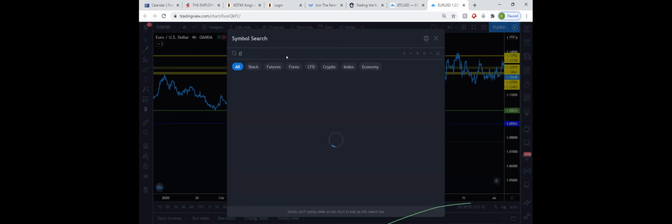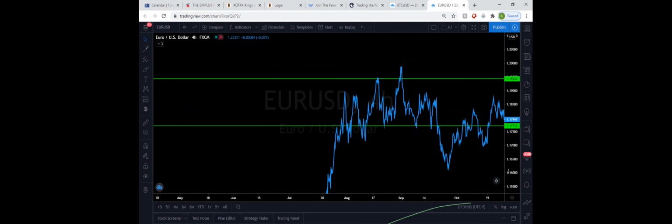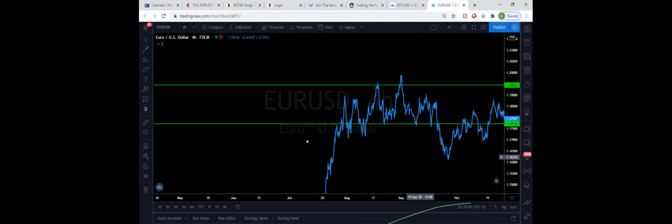I'm still going to stay on Euro USD, but I'm going to pick another broker because I have lines on that chart and I don't want to mess them up or lose them. So I'm just going to choose another broker where I didn't have a lot of stuff on the chart.